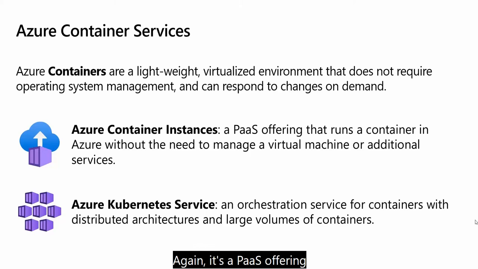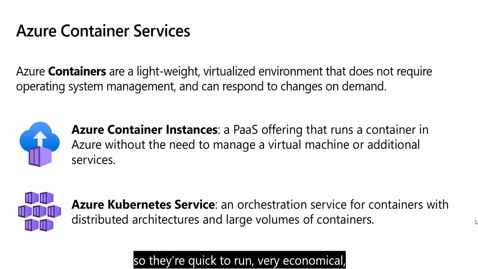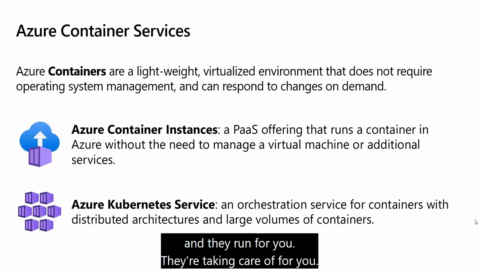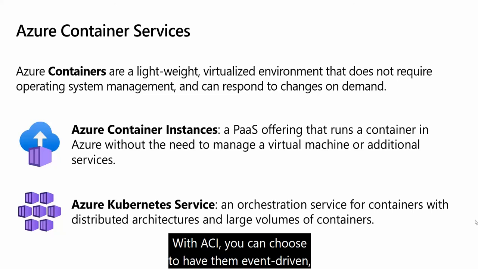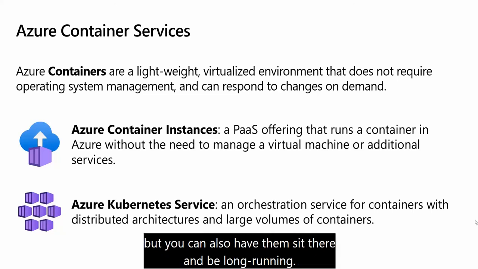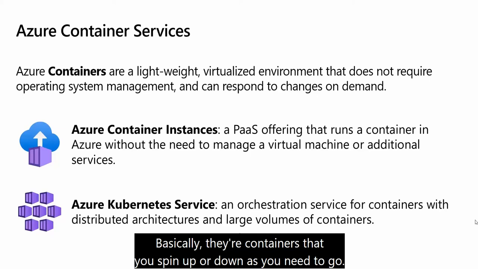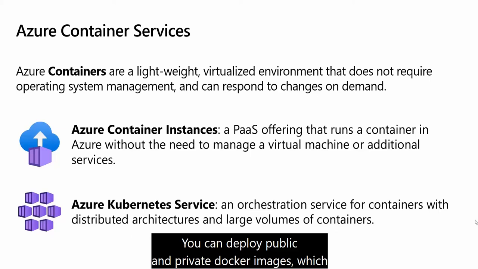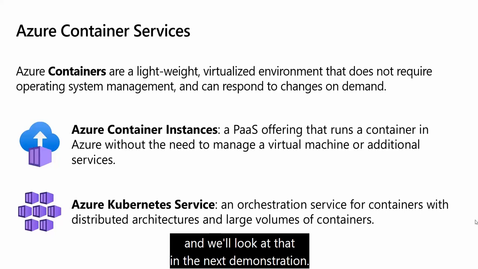Again, it's a PaaS offering, if you remember the IaaS, PaaS, and SaaS models. So they're quick to run, very economical, and they're taken care of for you. With ACI, you can choose to have them event-driven, but you can also have them sit there and be long-running. They can run for hours, days, weeks, or months. Basically, they're containers that you spin up or down as you need to go. You can deploy public and private Docker images, which are stored in registries, to your container, and we'll look at that in the next demonstration.